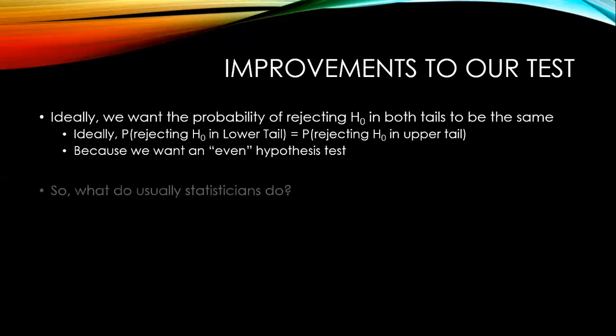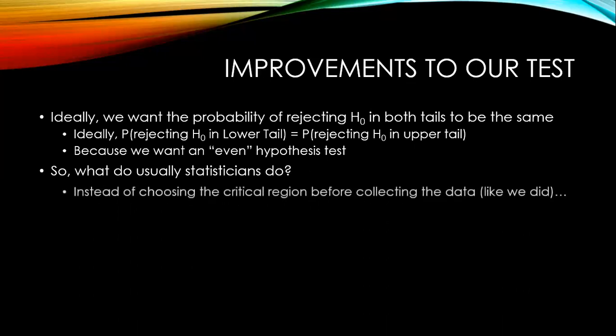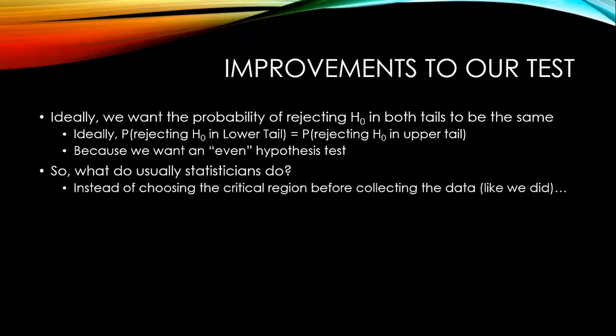To improve our hypothesis test, and this is what statisticians usually do rather than what we just did, instead of choosing the critical region before we collect the data. Remember, what did we do in our test today? We chose the critical region. We chose the values that gave us a rejection. We decided before we did the test that if we get 0 up to 70 successes or 91 up to 100 successes, we reject H naught. We chose the critical region.